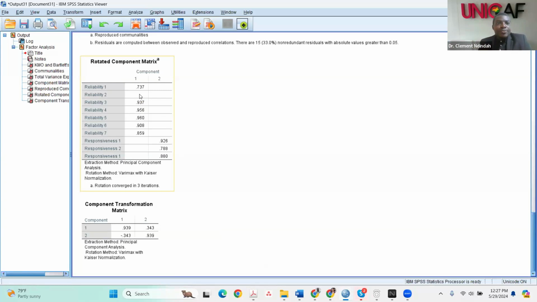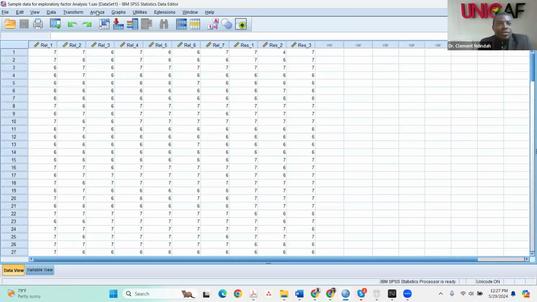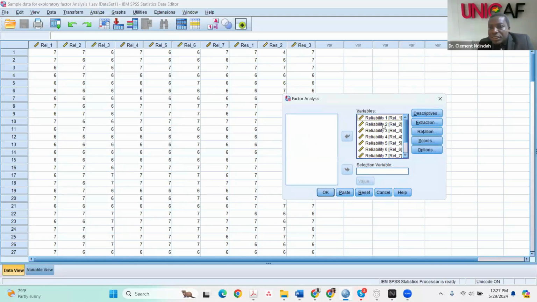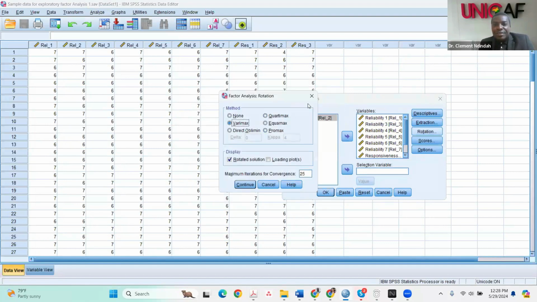So when this is the case, what we do is rerun our analysis. Let me close this, and we eliminate this variable from the analysis, so that we get a clearer picture of the variables that can be used to measure that construct. So we come back and rerun our analysis. We recognize that the variable reliability 2 does not properly describe our construct, so we exclude it from our analysis. Every other thing is the same. Extraction, principal component, rotation, varimax, is okay.